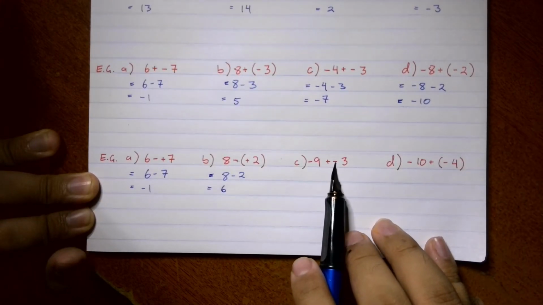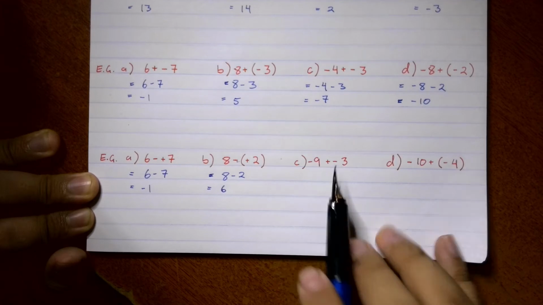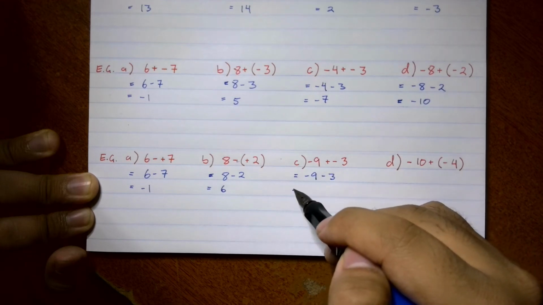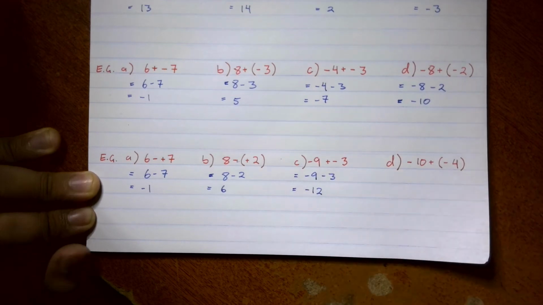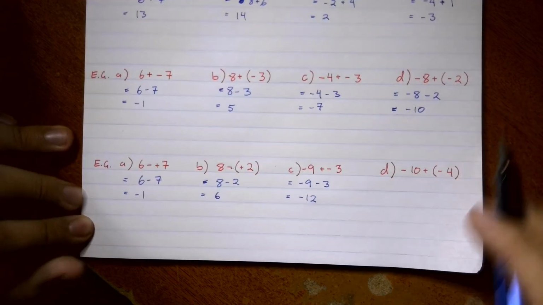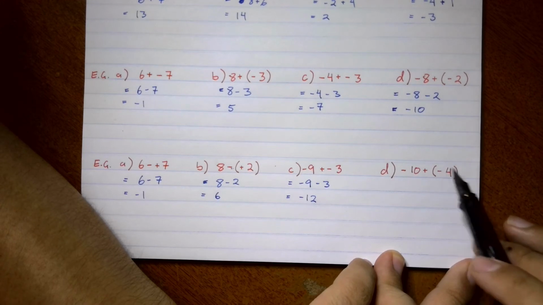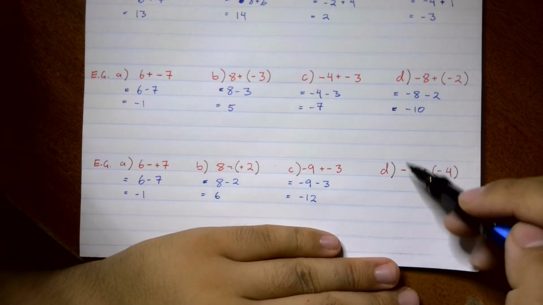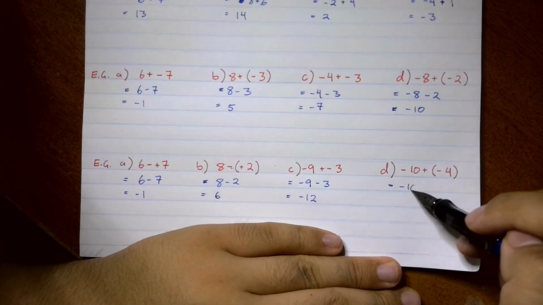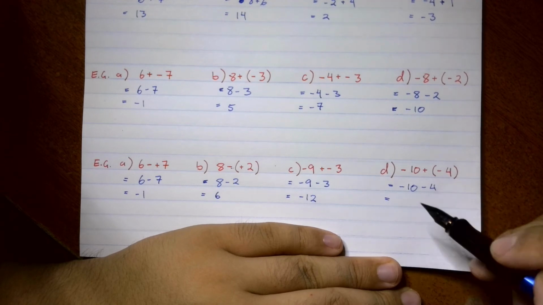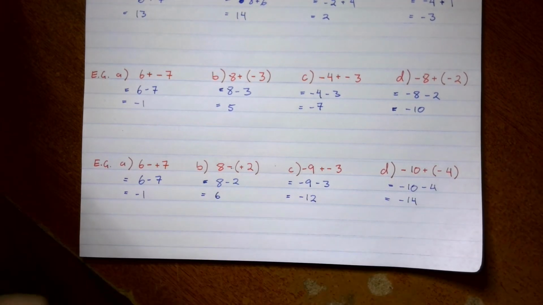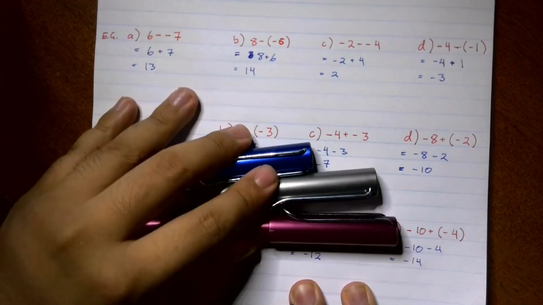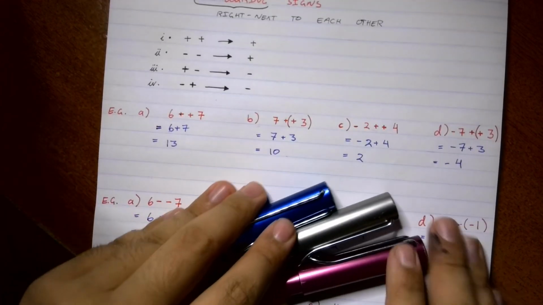-9 plus a -3 is the same as -9 minus 3, which is equal to -12. And lastly, even with the bracket surrounding the -4, the plus and the minus are still neighboring, so this can be rewritten as -10 minus 4, which is equal to -14. So now I hope that gave you a good number of examples for the rules of neighboring signs.